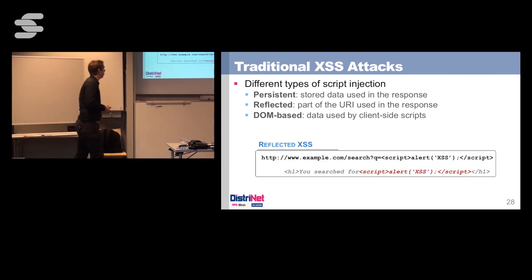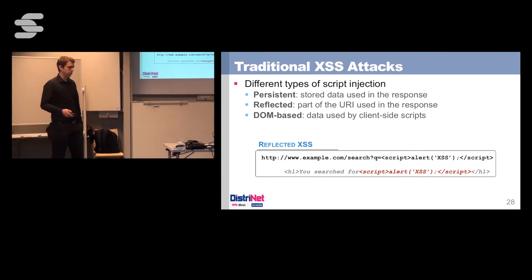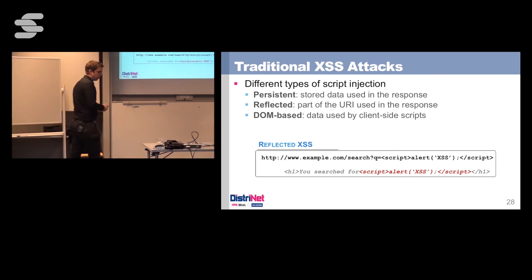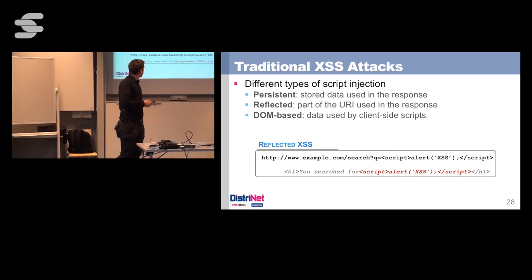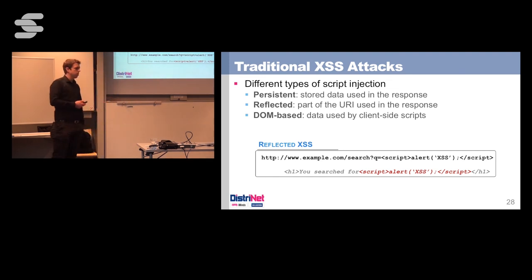A cross-site scripting attack looks like this. Let's say you send a request to example.com and search for this. If I'm very, very naive, I will simply echo back, okay, you searched for your search term, in this case a script, and it will execute in the browser. This is quite straightforward cross-site scripting. How would you defend against this?